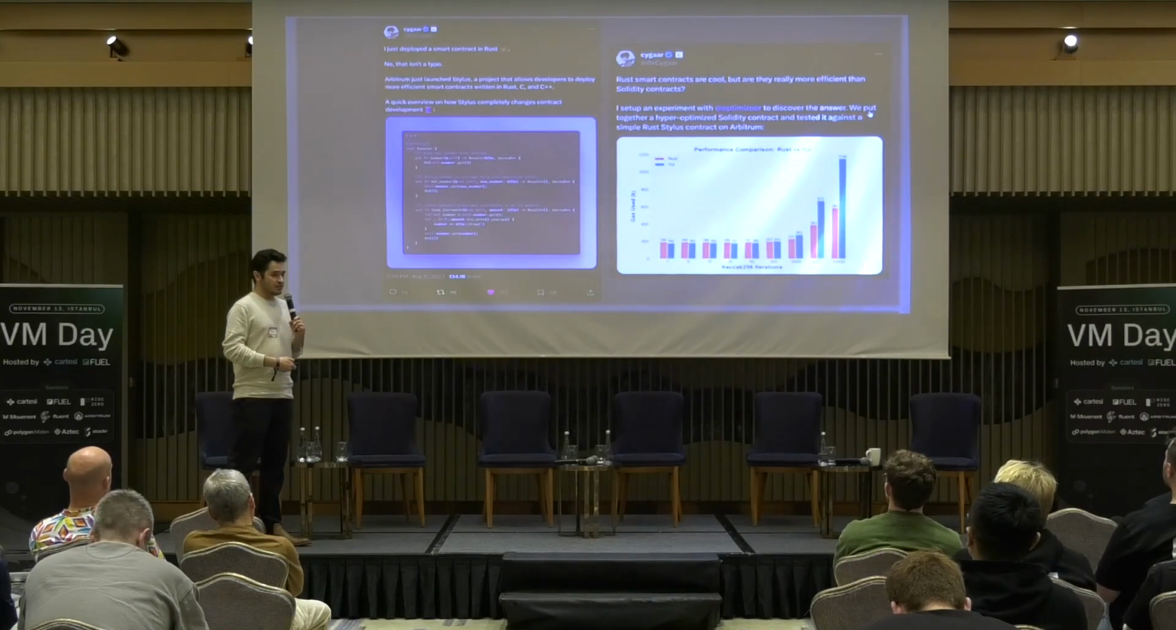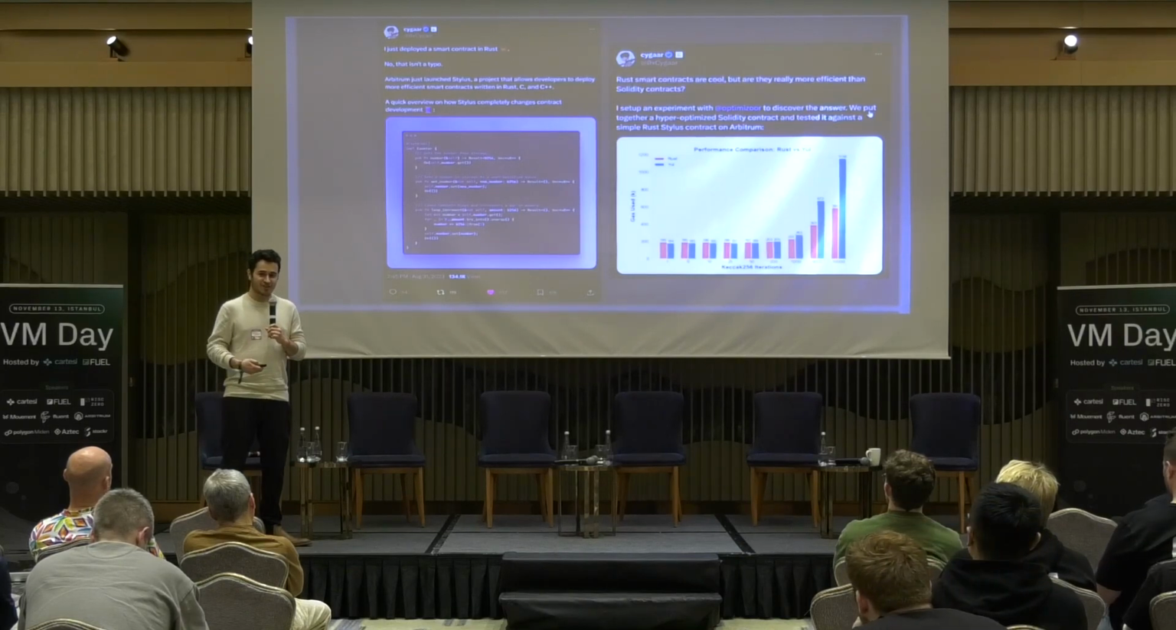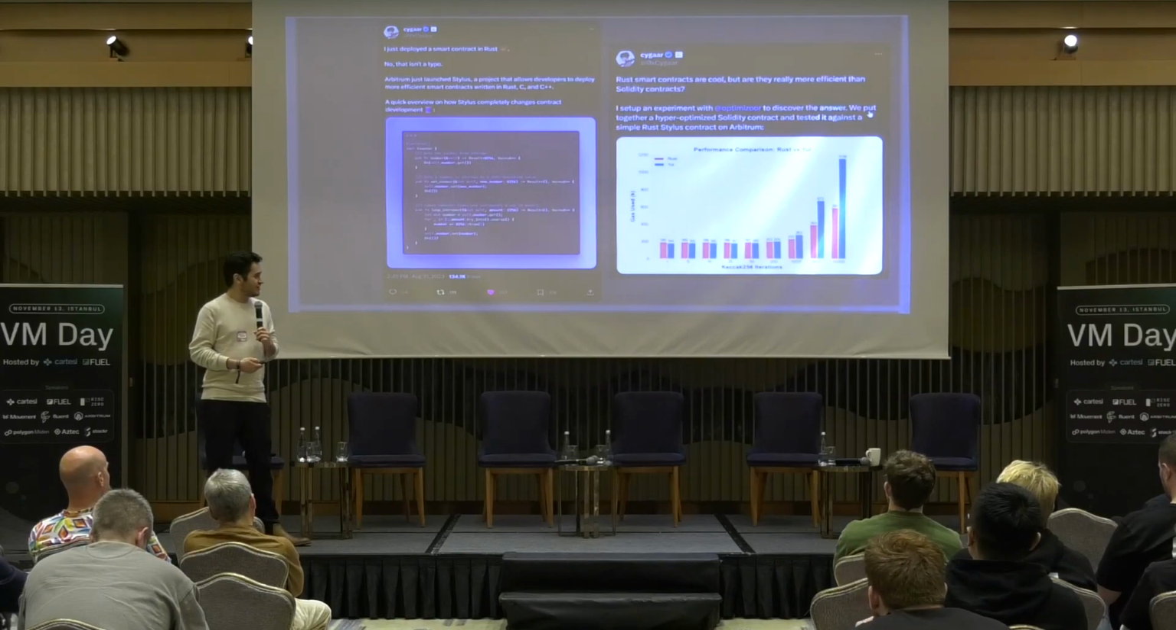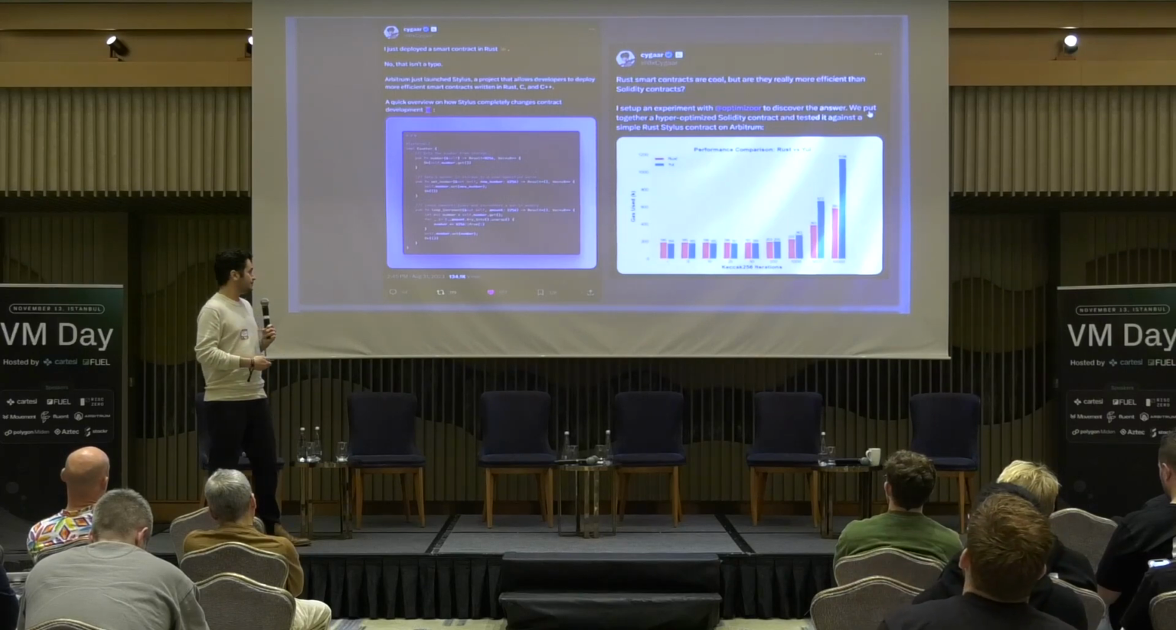Some examples: there are benchmarks showing hyper-optimized smart contracts in Huff, for example, for EVM bytecode, running against a similar non-optimized version of a contract in Rust. And Stylus really does shine as the number of iterations grows and the computation becomes more expensive.